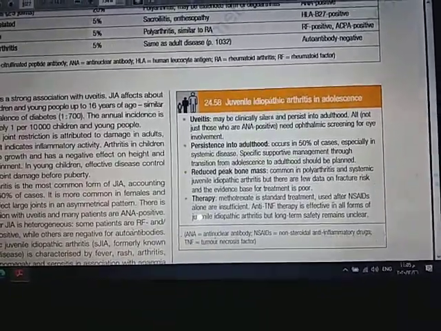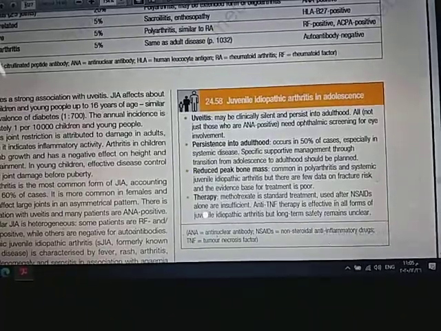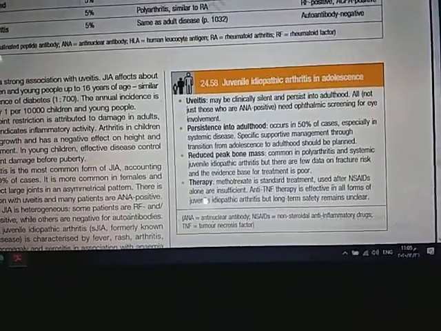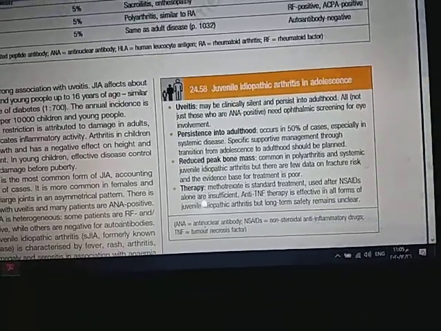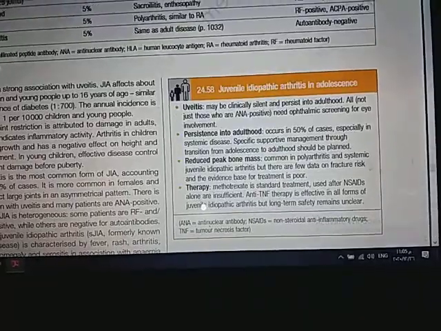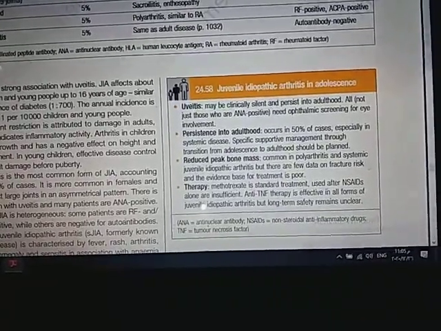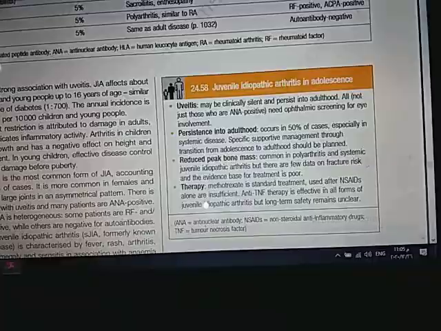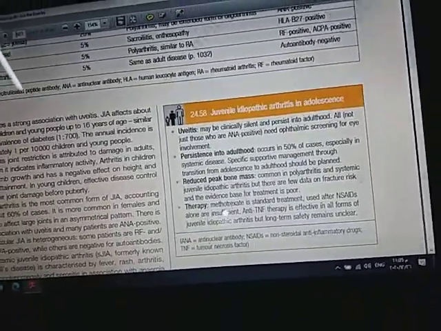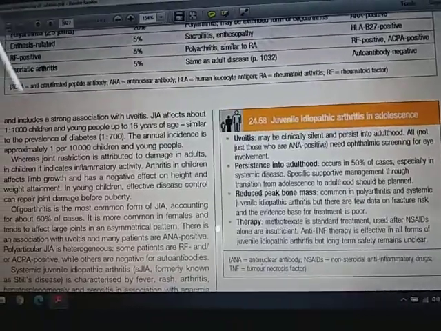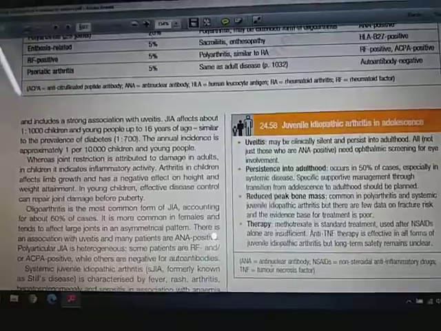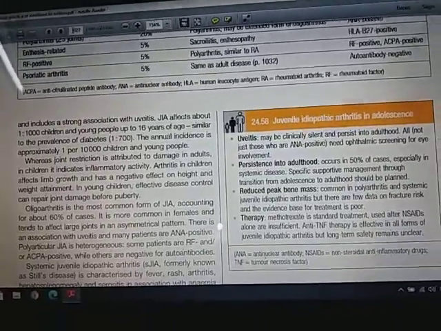Inflammatory arthritis in children affects the growth of the joint and the limb growth. So effective control of the inflammation is important. It has a negative effect on the height and weight of the patient.